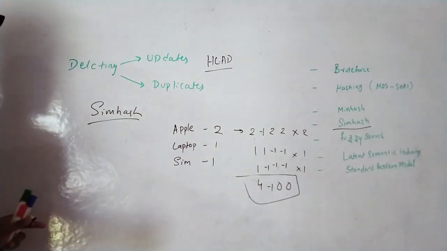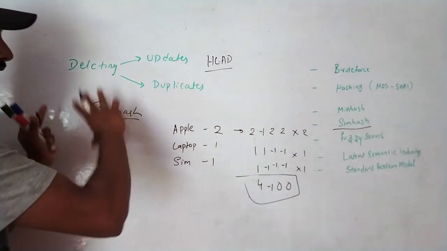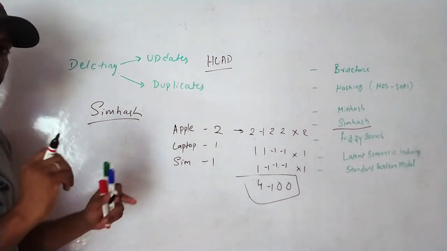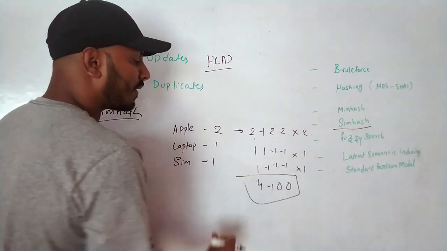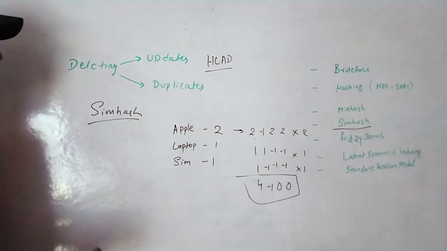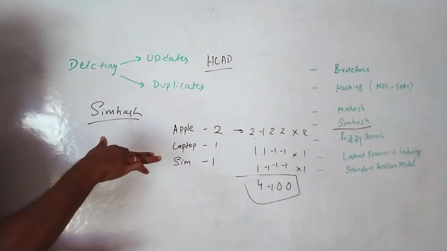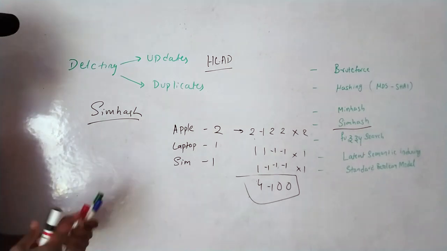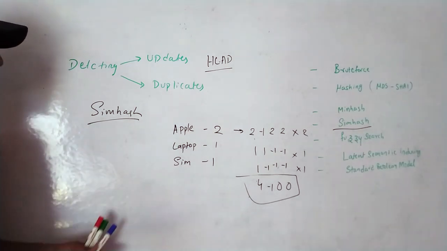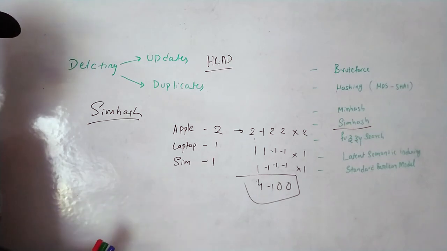So if you calculate the other document's SIM hash as well, even if a certain percentage of the words are different, the signature will still be almost similar. That way we can detect the duplicate pages when we are crawling. So if it is duplicate, we can blacklist those URLs and the hostname. We don't need to crawl that site at all.